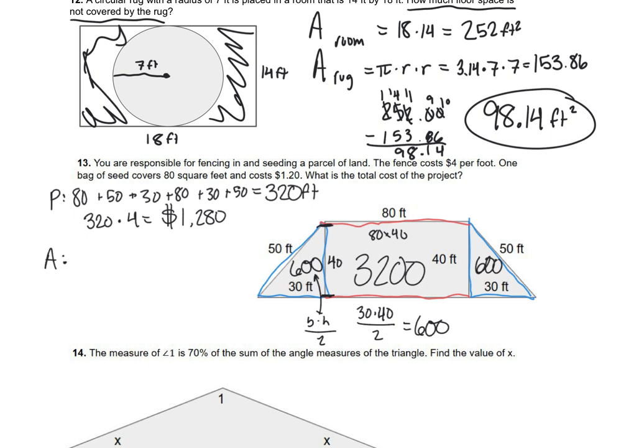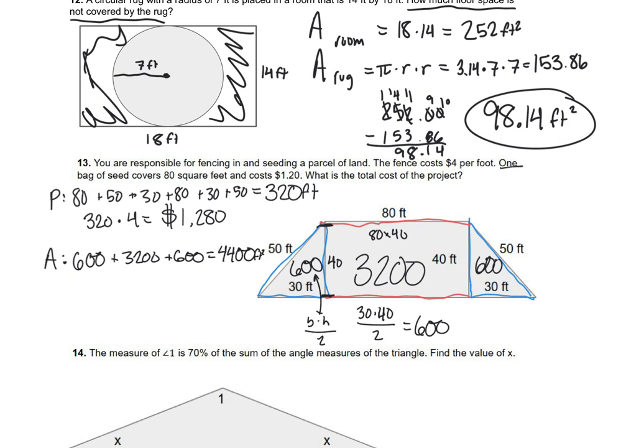To get my total area, I'm just going to add them all up together. 600 plus 3,200 plus 600. When I add those all up, I'm going to get 4,400 feet squared. Couple things extra we have to do with this.